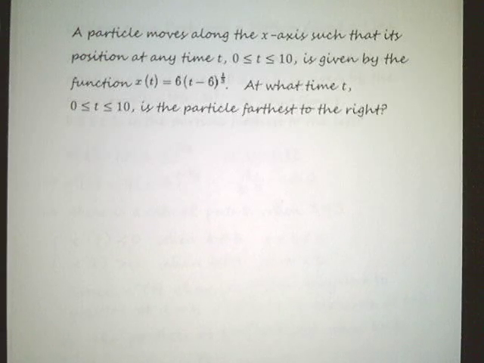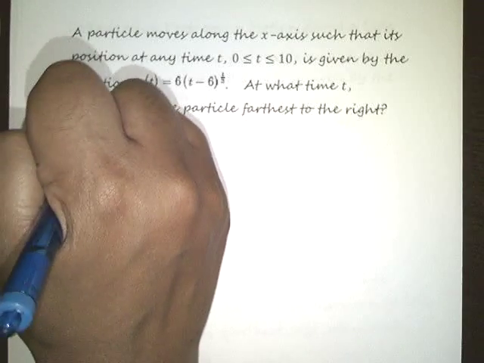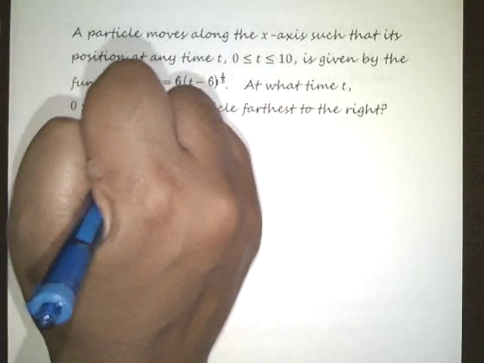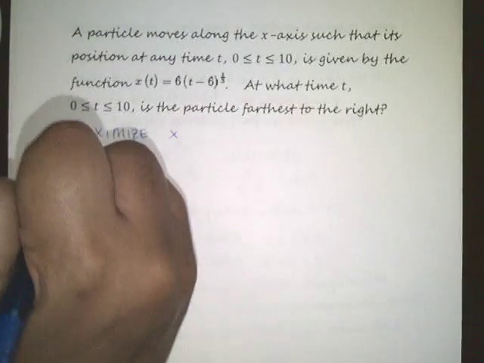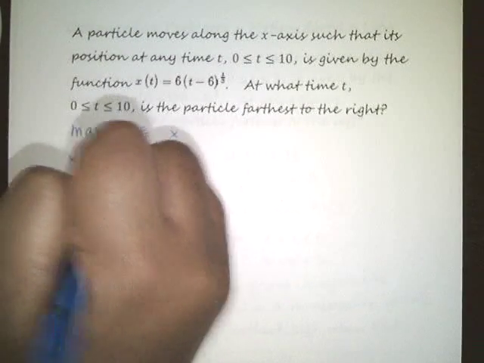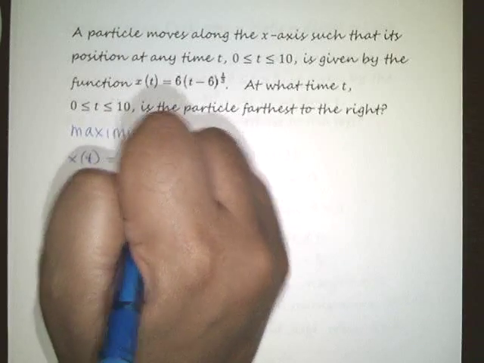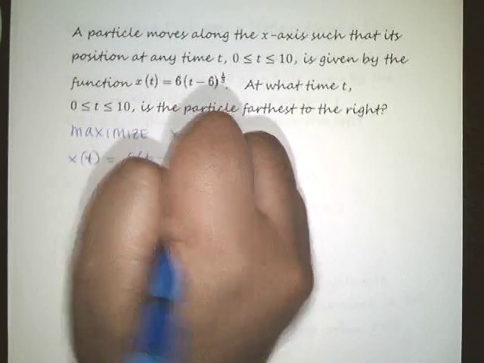Now, since we want to know when the particle's farthest on the right and is moving along the x-axis, we want to find the maximum value of x. So we have our optimization equation. This is the equation for x that was given to us, so we don't have to find it.